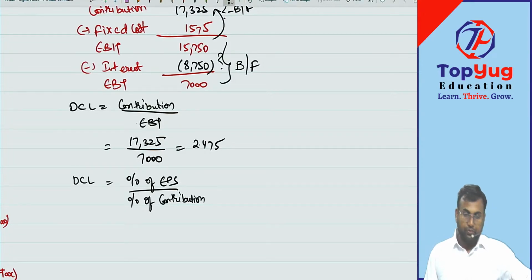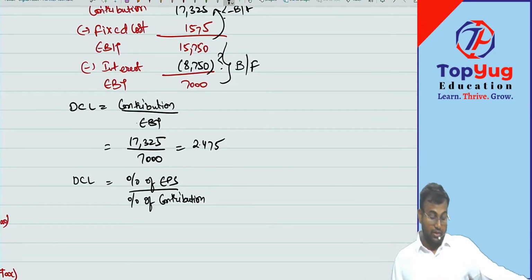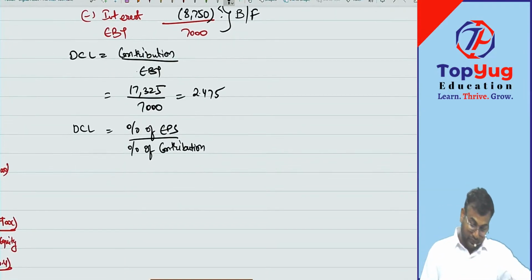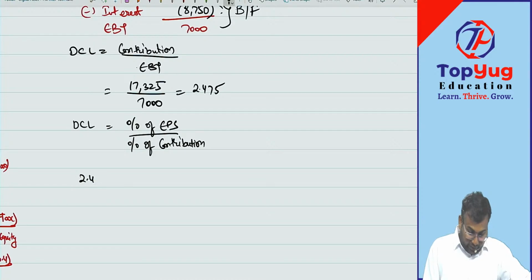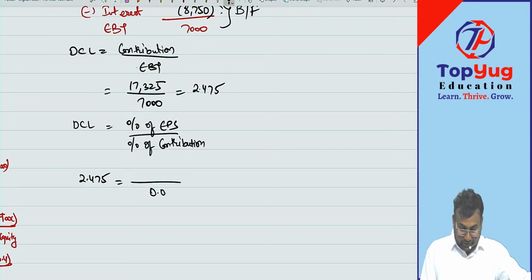Again, I am going to assume the percentage change in sales is going to be the same as the percentage change in contribution. So my DCL is 2.475. I have the percentage change of contribution as 0.05.